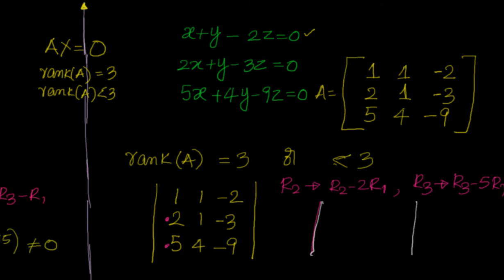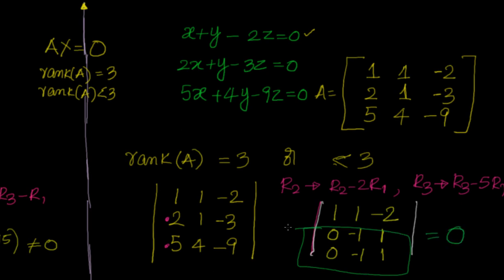Okay, let's see this one. Now R1 will stay as it is, 1, 1, minus 2. R2 minus 2R1, that's a 0 here. 1 minus 2, that's nothing but minus 1. Minus 3, minus 2 into minus 2, minus 3 plus 4 is 1. Similarly, R3 minus 5R1, I'll have 0. Then 4 minus 5, that's minus 1. Then I have minus 9, minus 5 into minus 2, that is minus 9 plus 10 equal to 1. Now you can see here two rows are identical. If two rows are identical, you know automatically that the determinant is equal to 0.